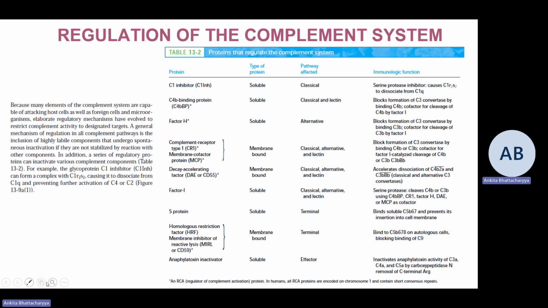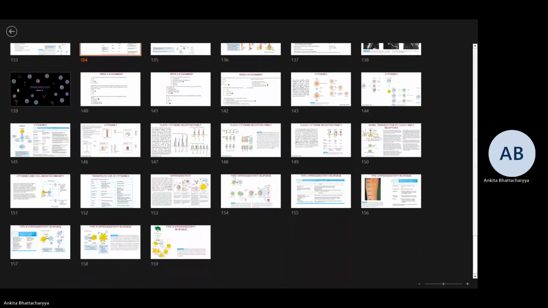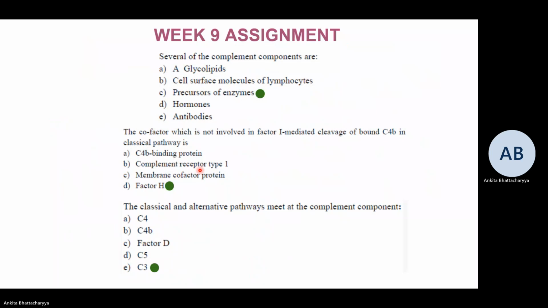Okay, just a second. Okay, let me just put it directly then here because it's about figuring out the odd one out in this question. So factor I mediated cleavage of bound C4b does not involve factor H in this case, so that's the correct option. It of course requires C4b binding protein, complement receptor 1, and membrane cofactor protein. Factor H is not required in this case, and therefore that's the odd one out and the correct answer to our question.